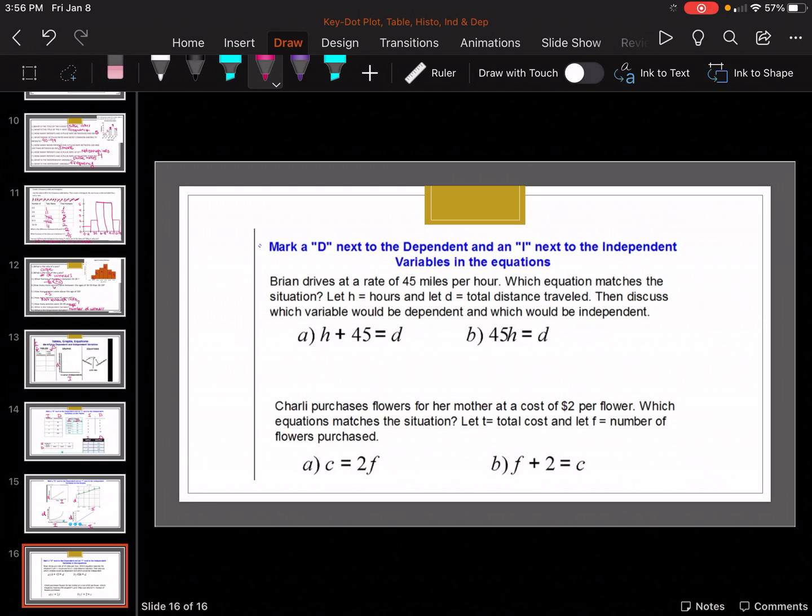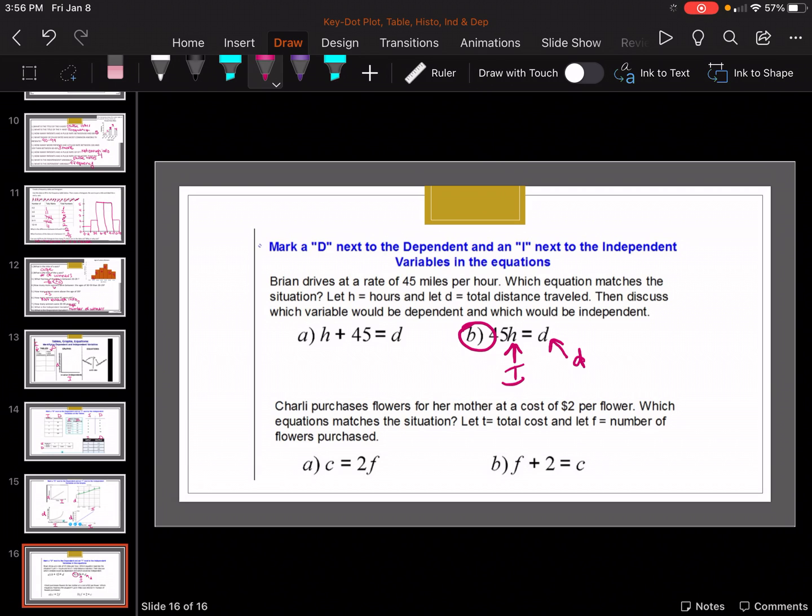Brian drives at a rate of 45 miles per hour. That's our unit rate. Which equation matches? H is the number of hours and D is the total distance. Okay, so we're going to add it or we're going to multiply it. We're going to multiply it. So H is your independent and D is your dependent.